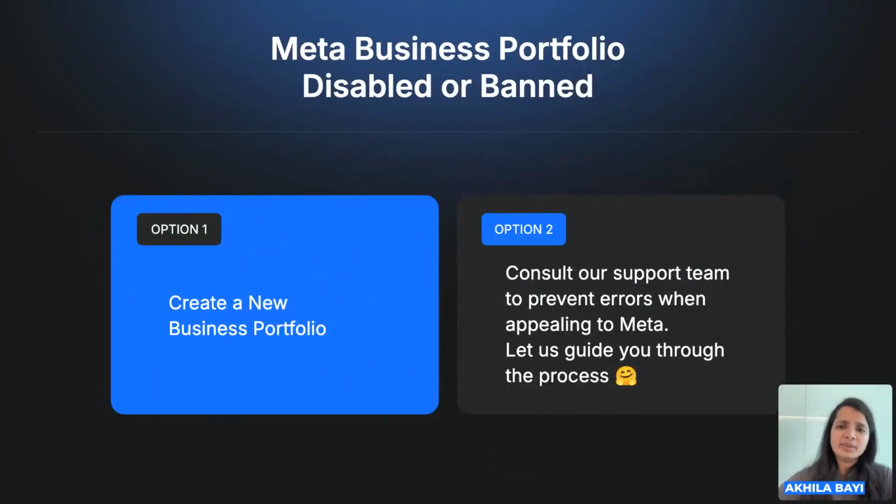And then we have a Meta Business Portfolio that is disabled or banned. There are two options for this. If your Meta Business Portfolio is disabled, you just need to create a new business portfolio. And if you think the error is actually an issue from Meta, and you are still under Meta's policies, you can raise an appeal using our amazing support team. You can just share the screenshot and reason with my support team, and they can raise an appeal on your behalf.